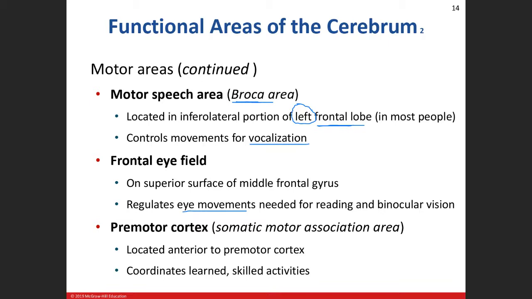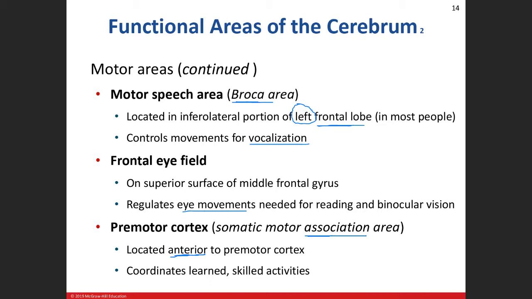So we have another area which is just in front of our primary motor cortex. It's just in front of our precentral gyrus, and that's called the pre-motor cortex. We refer to that as an association area because this area is associated with motor movement. So it's also known as the somatic motor association area.